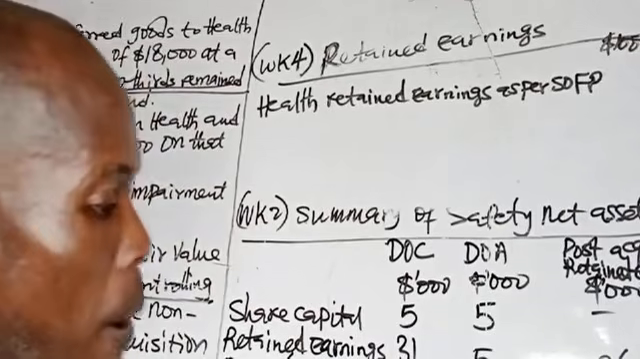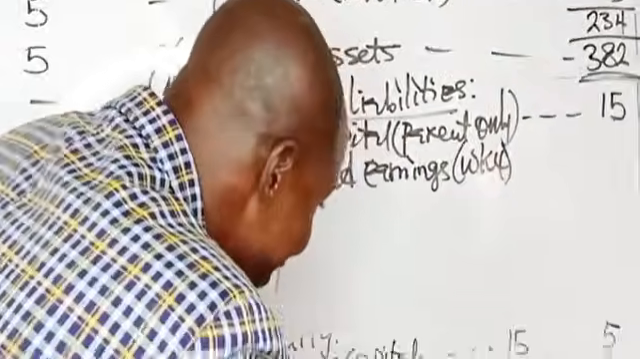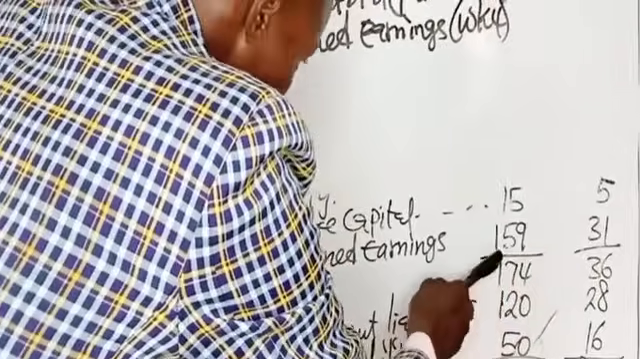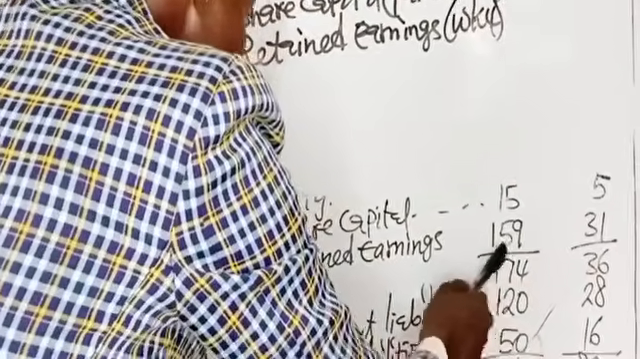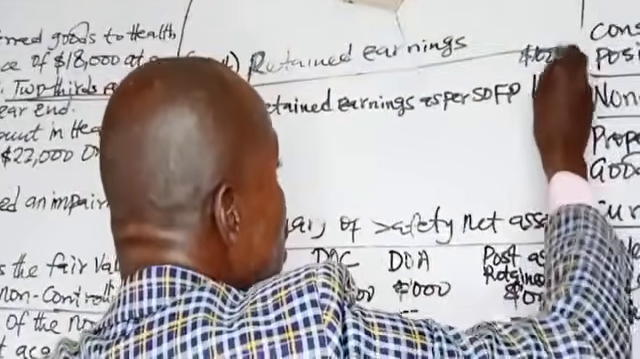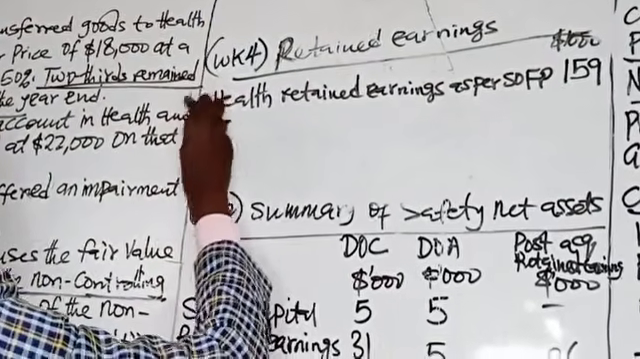Go back to the statement of financial position. So we have retained earnings. Retained earnings, that of Head is 159. This is for safety. We need that of Head, 159. So you put 159.